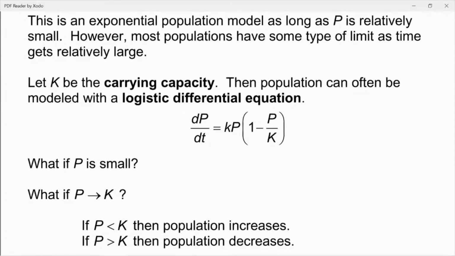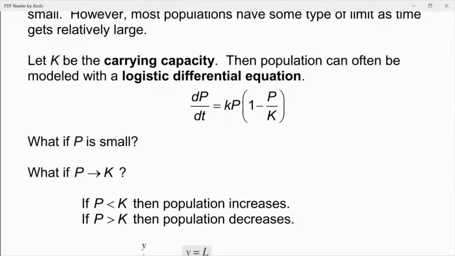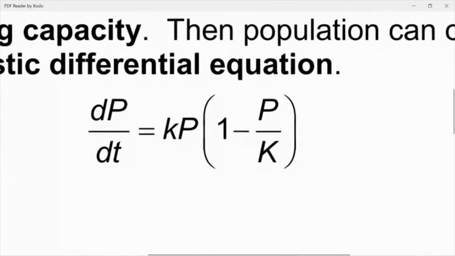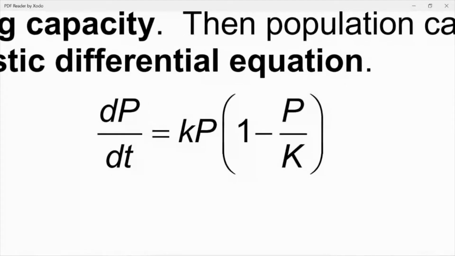The differential equation that we use for this is a little bit different than the differential equation we use for simple population growth. You can see here, this is the logistic differential equation. The first part of it is exactly the same, k times p, but now that's multiplied by 1 minus p divided by K. Notice we have a lowercase k and a capital K. The lowercase k is still our proportionality constant, but the capital K is referring to the carrying capacity.